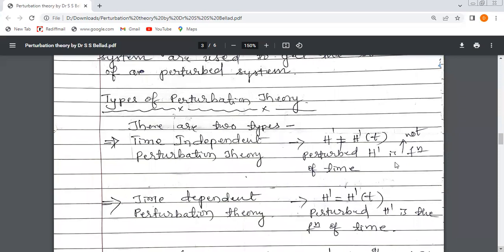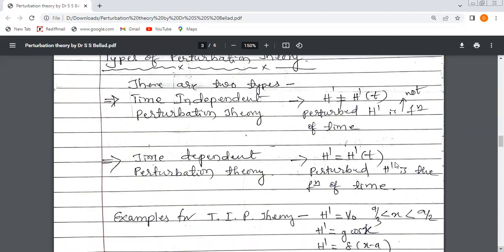Next, we will see what the types of perturbation theory are. There are two types of perturbation theories. One is time-independent perturbation theory. Another one is time-dependent perturbation theory. In time-independent perturbation theory, H dash is not equal to H dash of t. That means the perturbed H dash is not a function of time.